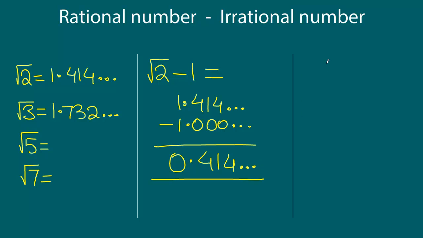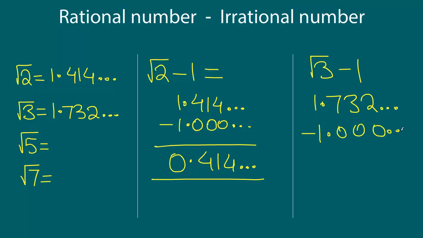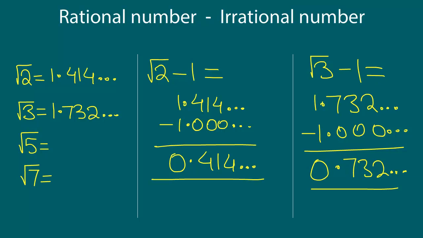Let's take a look at one more example. How about we do square root 3 minus 1? Again, we have an irrational number and a rational number. Square root 3 is 1.732, and this will go on, minus 1. Again, the decimal part will come down exactly like this and go on forever, and this part will be 0. This will again be another irrational number.